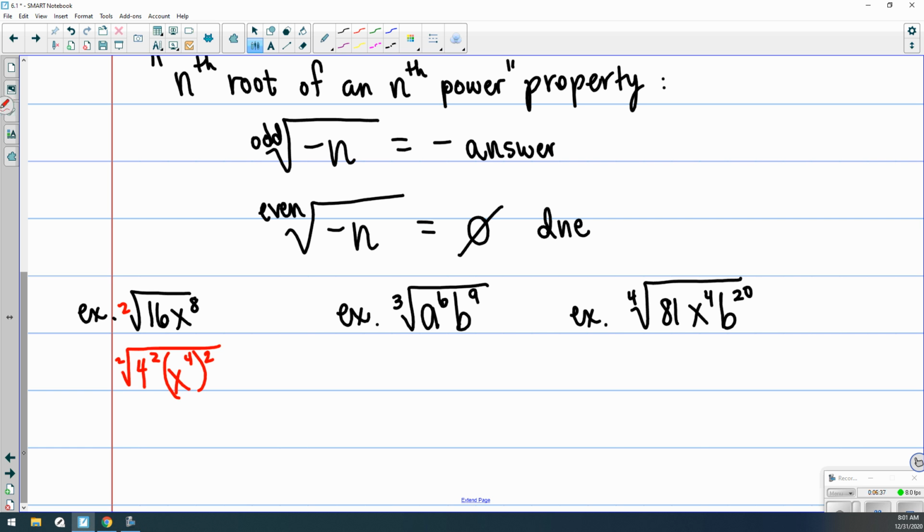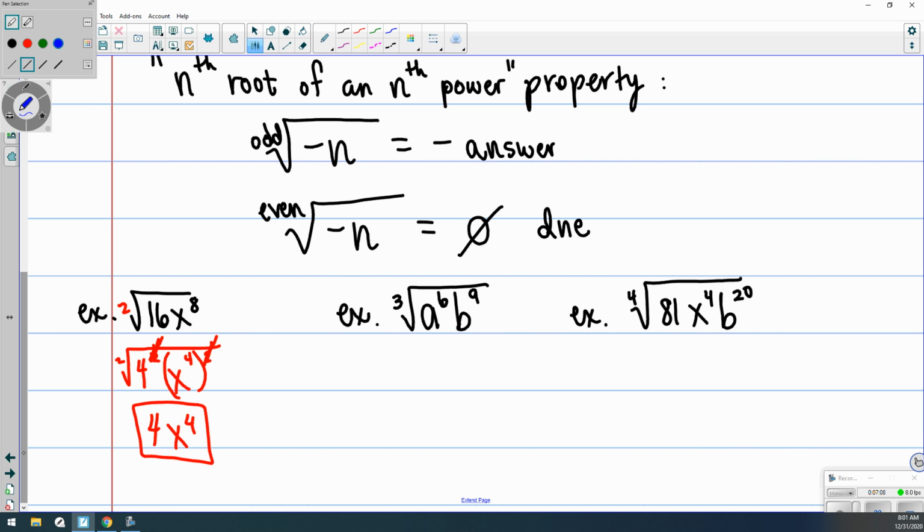So do you see what I did there? I took 8 and I divided it by 2, and that's where I got x to the 4th squared. Now the square and the square root cancel out, and my final answer will just be 4x to the 4th. Done. Nothing's left underneath that radical. The squares and the square roots canceled. I don't have anything over here that didn't get canceled out. So I'm good to go at 4x to the 4th.